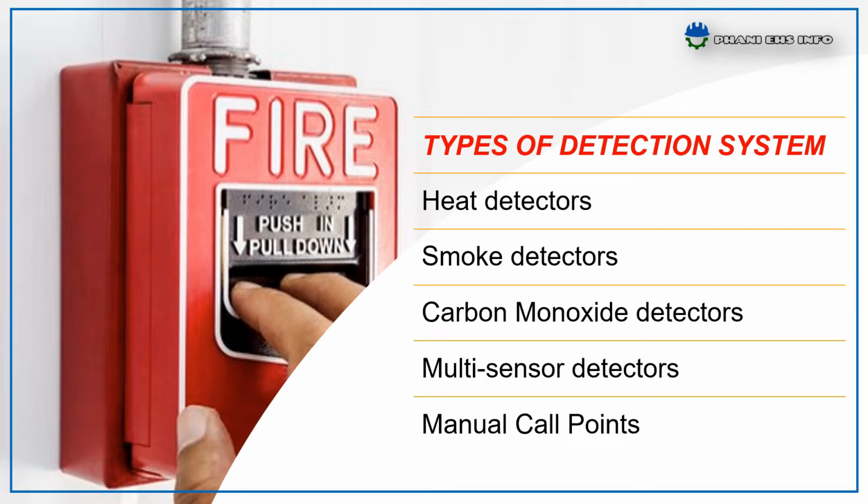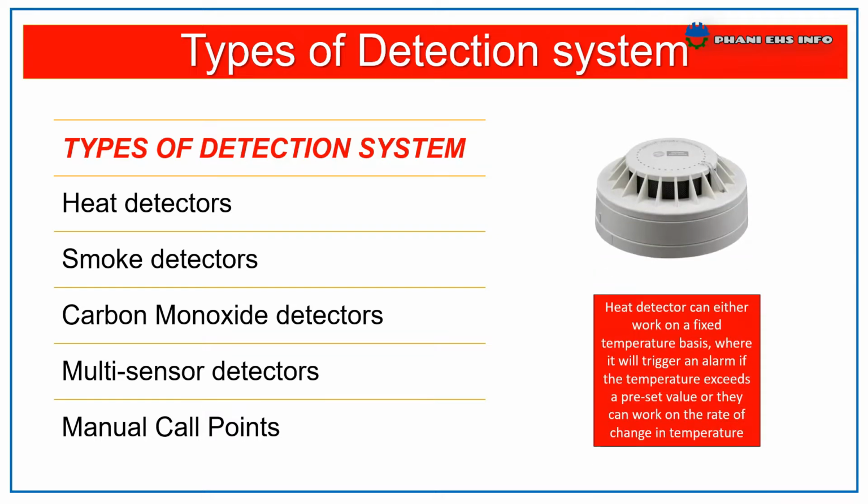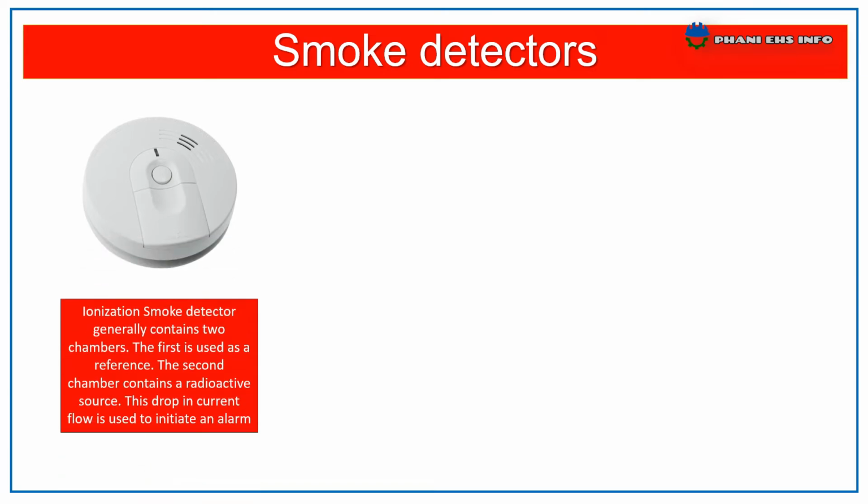Let me brief one by one. First one, heat detectors. Heat detectors can either work on a fixed temperature basis, where they will trigger an alarm if the temperature exceeds a preset value, or they can work on the rate of change in temperature. Commonly, heat detectors work in a similar way to an electrical fuse. The detectors contain a eutectic alloy which is heat sensitive. When a certain temperature is reached, the alloy turns from a solid to a liquid, which in turn triggers the alarm.